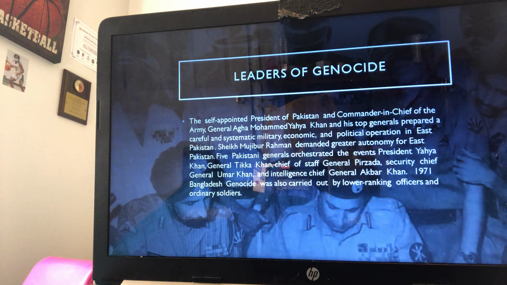President Yahya Khan, General Tikka Khan, Chief of Staff General Peerzada, Security Chief General Umar Khan. The 1971 genocide was also carried out by lower ranking officers and ordinary soldiers.